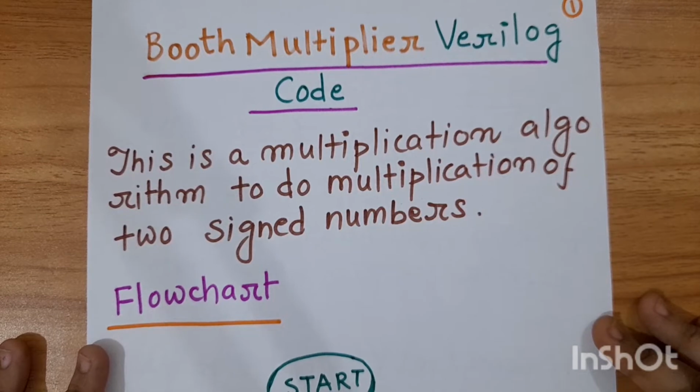Today we are going to do the Verilog code of Booth's multiplier.